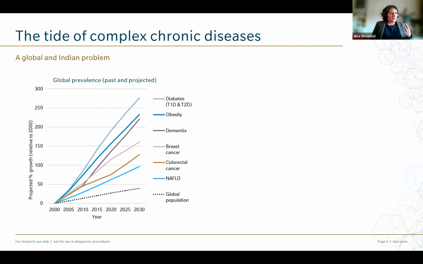I think everybody knows more or less that there are complex chronic diseases that are on the rise globally. So if you take the whole planet as a scale, we know for the last decades that diseases like obesity, type 2 diabetes, but also dementia or different types of cancers are on the rise, and the projections are pretty bleak for the future decades.